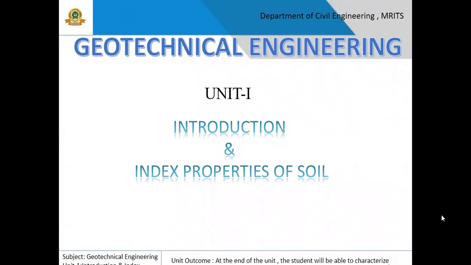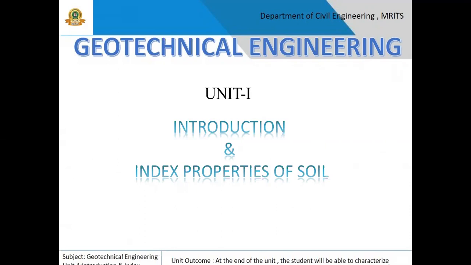characterize what type of soils based on their physical and index properties. Index properties are nothing but the engineering characteristics of any soil. So by the end of this unit, the student will be able to characterize and classify different kinds of soils based on different properties, like color, texture, or some other engineering properties. That is the major outcome of this unit, as we have discussed earlier also.